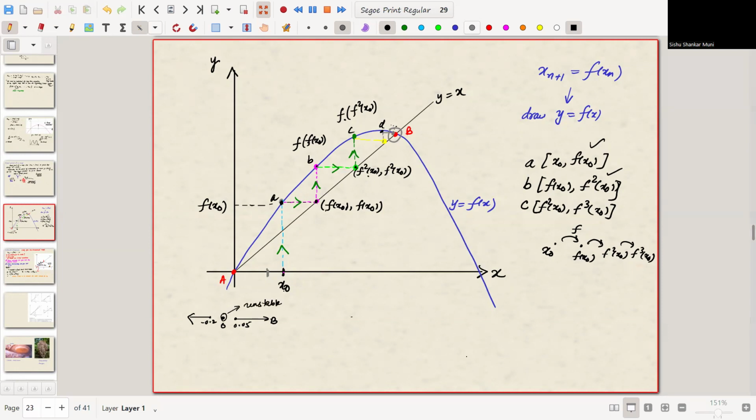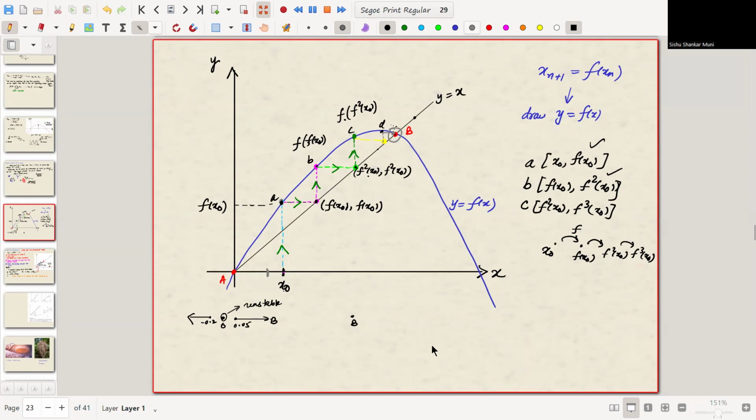Suppose you took a point here and you saw that it is converging to point B, you took some point here and you saw that it is converging to this point. So therefore, which fixed point is point B? Stable fixed point. So you can see that this point B is a stable fixed point, point A is an unstable fixed point. So I hope this concept is clear now.